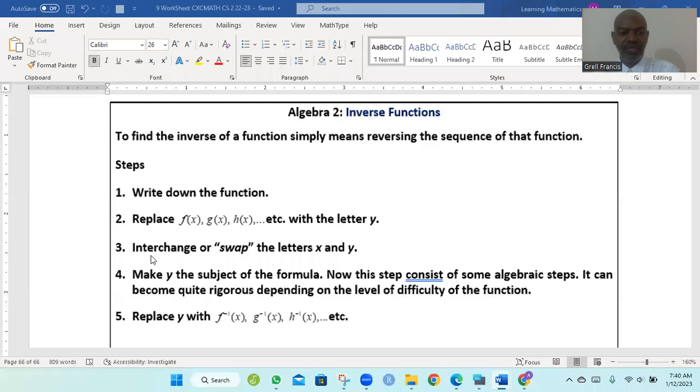Step number 3, you interchange or swap the letters x and y. So everywhere you have x, you write the letter y, and everywhere you have y, you write the letter x. Please take this down.